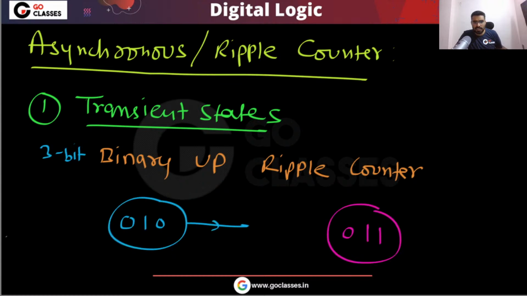Now my question is, in this 3-bit binary ripple counter, if your state is 0 1 0, meaning 2, the next state must be 3. So how many transient states will be there?